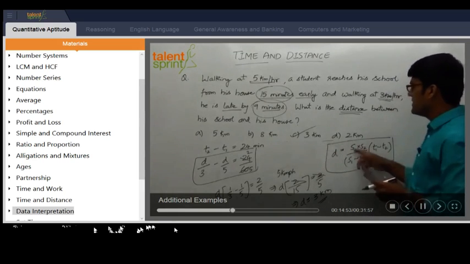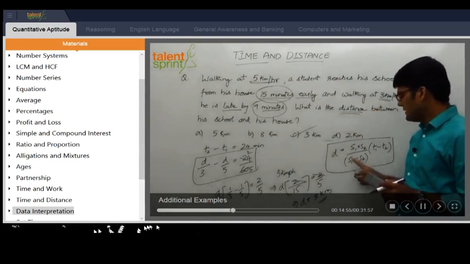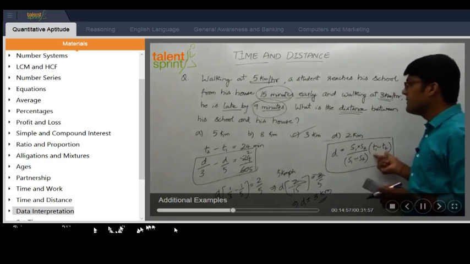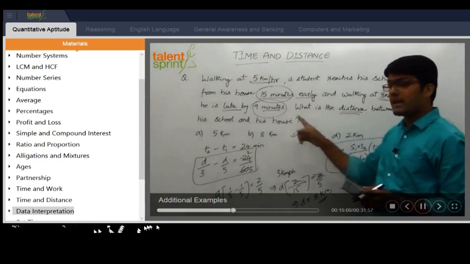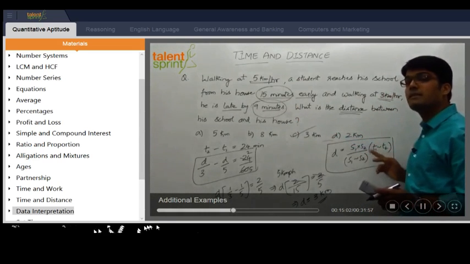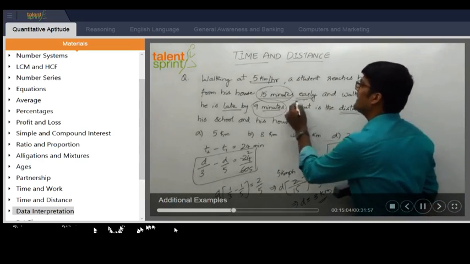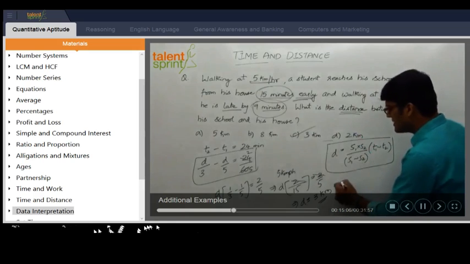Now what is S1 and S2? The two speeds, 5 and 3. The difference of the two speeds. What is T1 and T2? 15 minutes and 9 minutes. Again remember, it's not 15 minus 9. It is 15 plus 9 because one is early and the other late, right? So take care of that one. Substitute and see what happens.